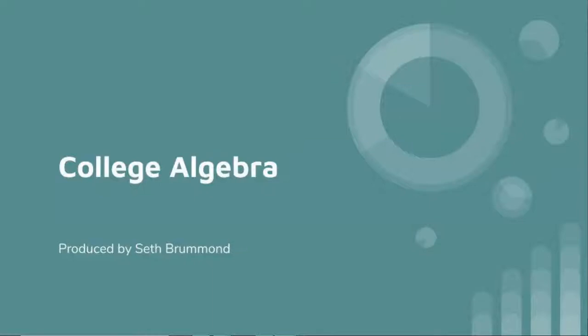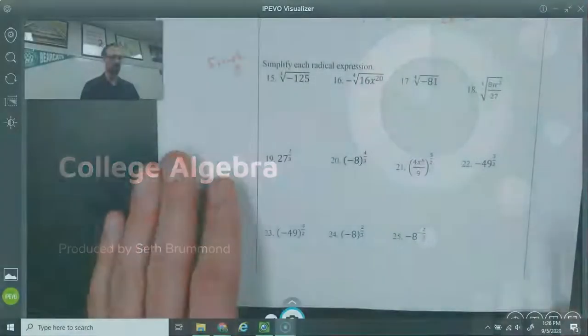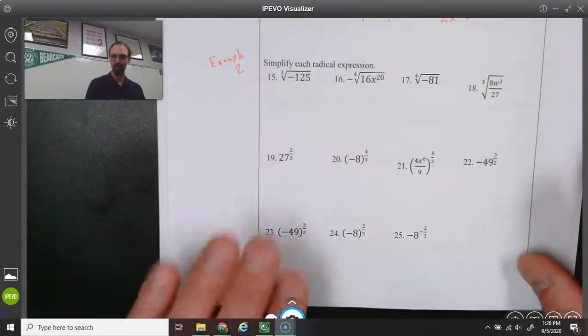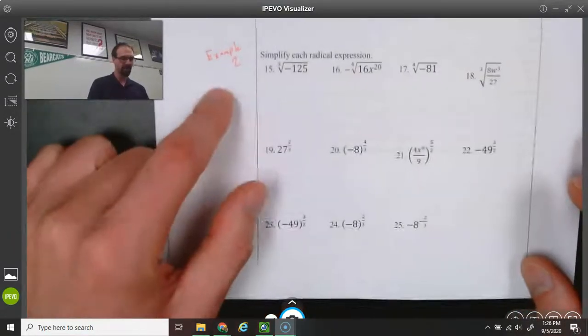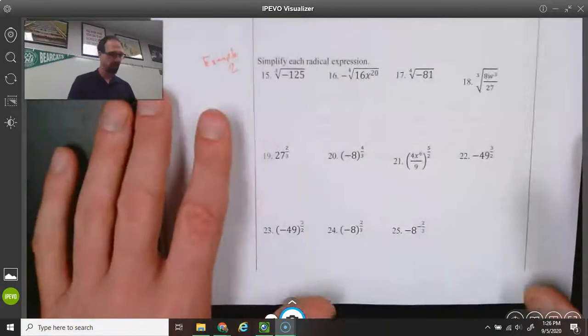Hi friends, this is Unit R, Day 6. We're going to be working with radicals and rational exponents, simplifying each radical expression. We're on example 2. It's marked over here off to the side. Hopefully you have the new updated notes with that as well.